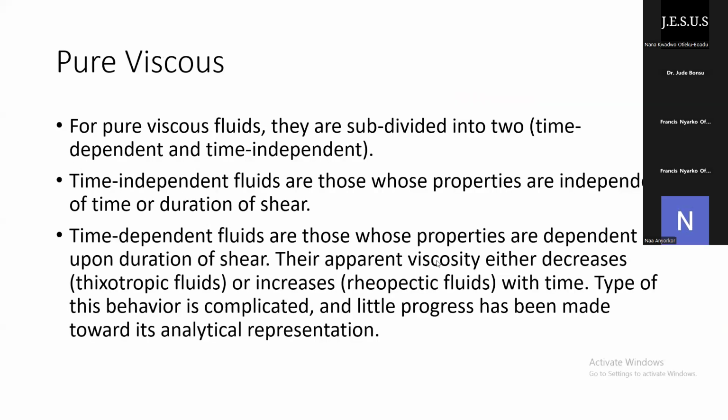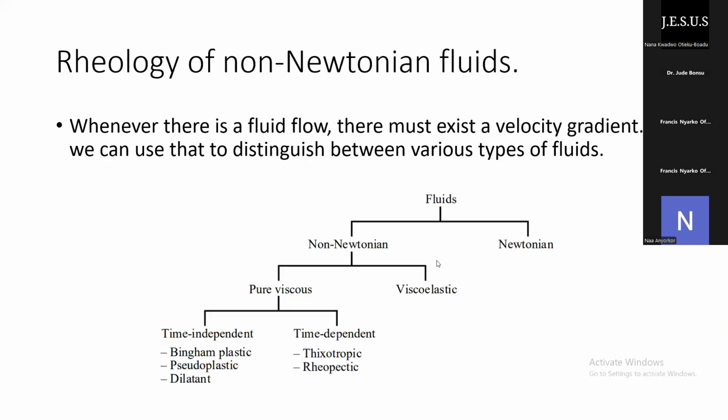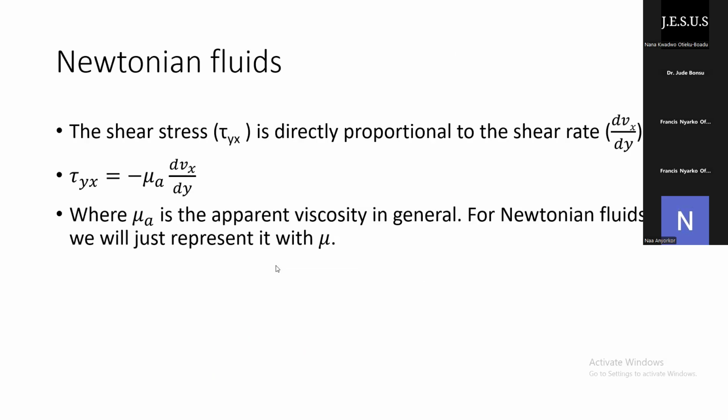Now we also have pure viscous fluids. We are looking at the types of fluid based on this chart. So we started with the fluids, non-Newtonian fluids and then the Newtonian fluids. And under the non-Newtonian fluids, you have the pure viscous and the viscoelastic. We've spoken about the viscoelastic. So now we are coming to the pure viscous. Under the pure viscous, we have time independent and then time dependent. Then there are also different types, another time dependent and a time independent. So you have to look at that too.